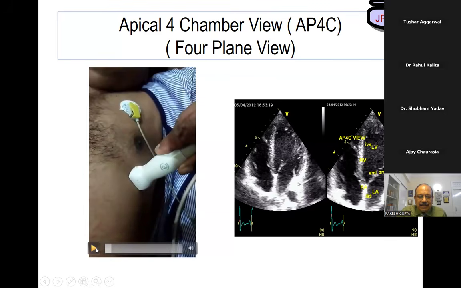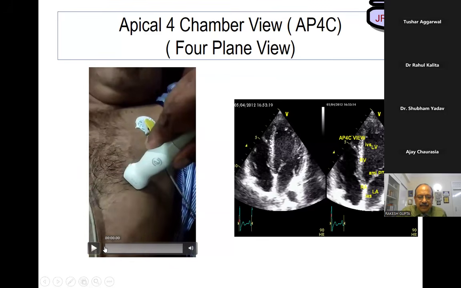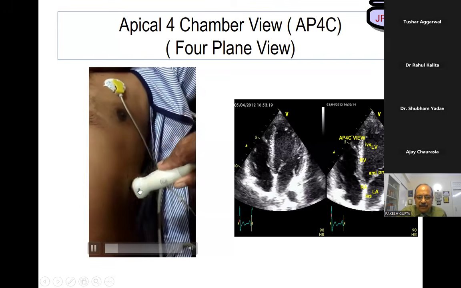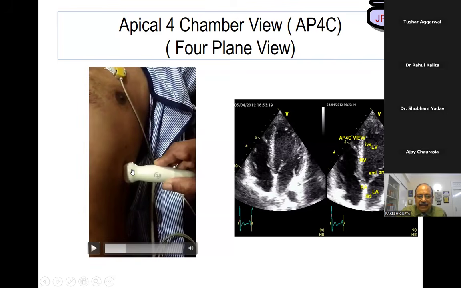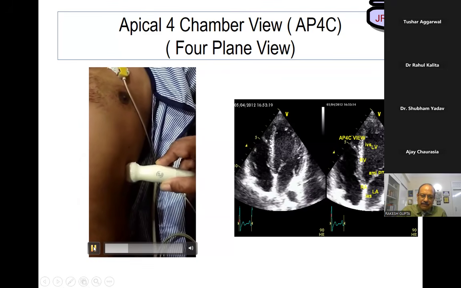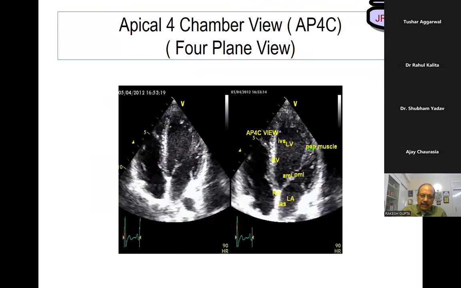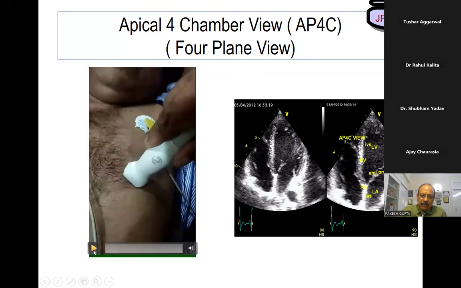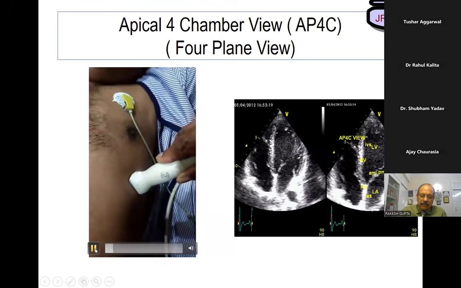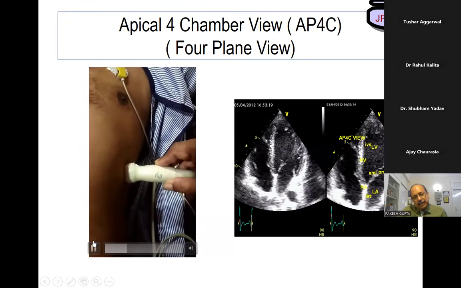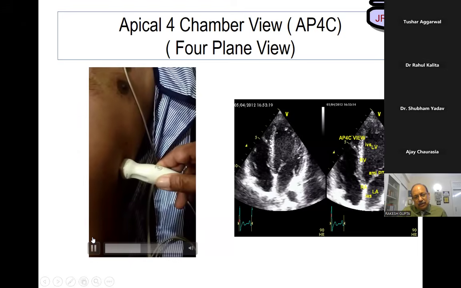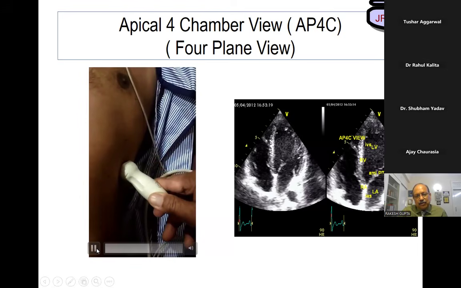Wait a minute. Look at this picture again. My probe is in the left third intercostal space. I'm moving this probe from the third intercostal space to the apical window. And if I hold this view over here, I'll be making the apical long axis view or 3-chamber view. Once I rotate clockwise, it will become a 2-chamber view. Then rotate further, 4-chamber view.